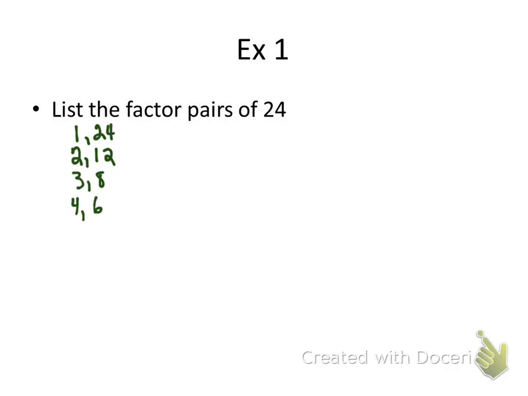So we just write all this? Yep, just write all that down. So basically, if I take those two factors, I multiply them together. Each time I multiply those together, I'll get the product of 24. Because 1 times 24 is 24, 2 times 12 is 24, 3 times 8 is 24, and so on.